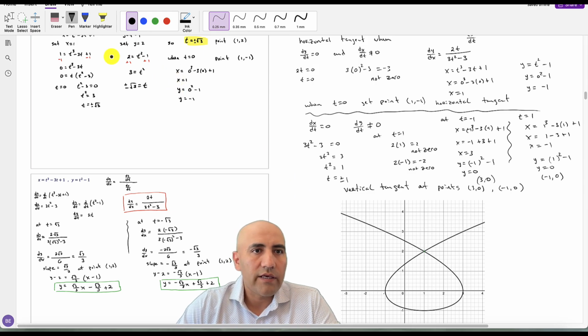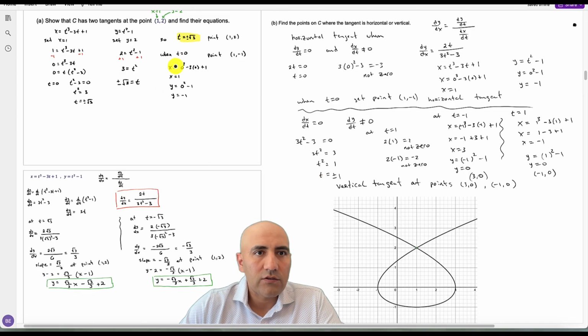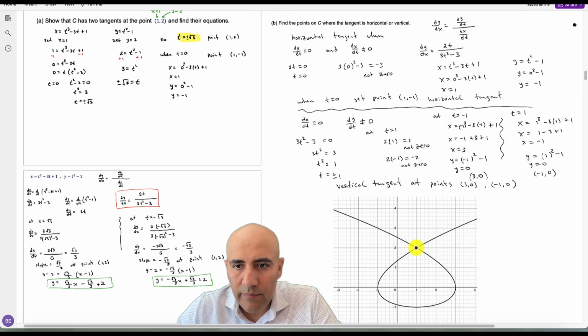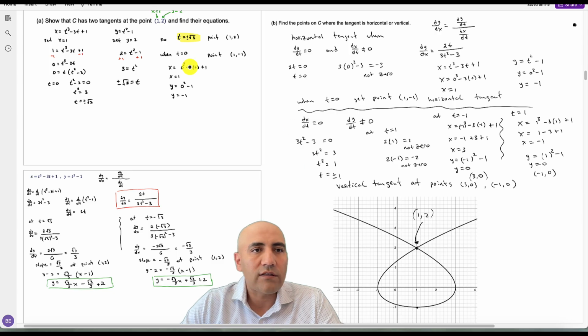Okay, so piecing it all together, we have our graph look like this. We were told about this point (1, 2). So we have this point right here, which was the point (1, 2). So our graph does cross that point at 2 points. We figured out that that happens when t equals plus or minus root 3. At t equals 0, we also have another place where x equals 1, and that would be this one over here. This is when t equals 0, we have the point (1, -1). And we found that we have a horizontal tangent line there.